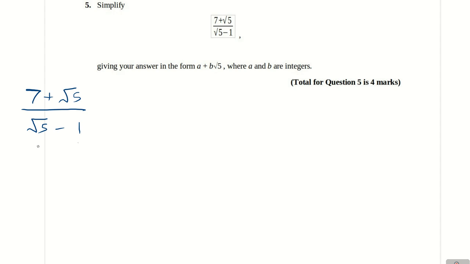So the denominator, obviously the number on the bottom, it's sometimes considered bad practice to have square roots on the bottom. So what we're trying to do is to get rid of any square root in the denominator.